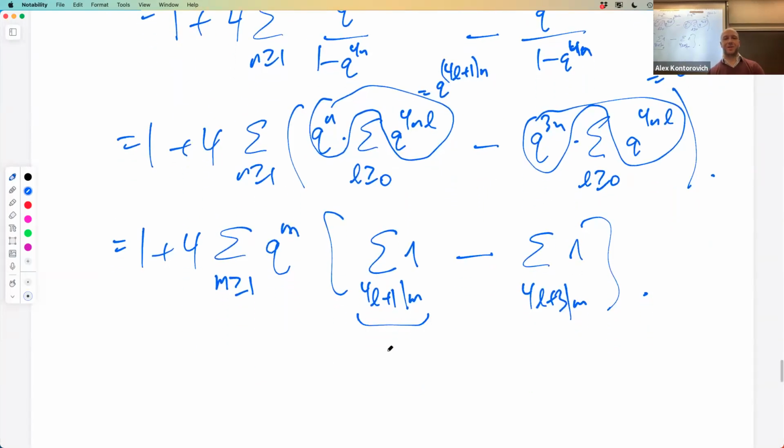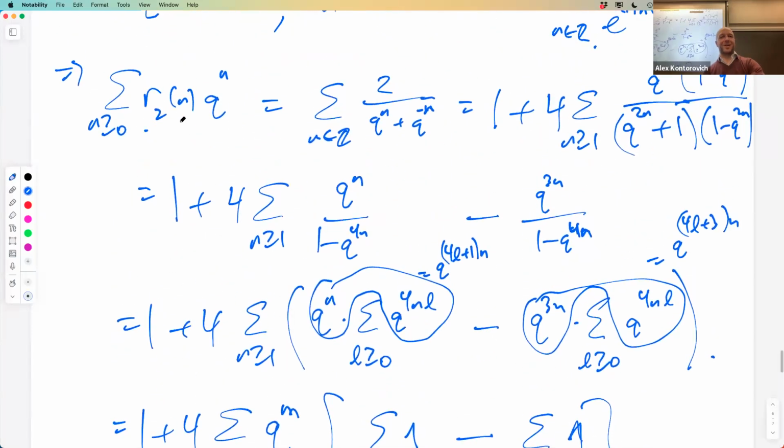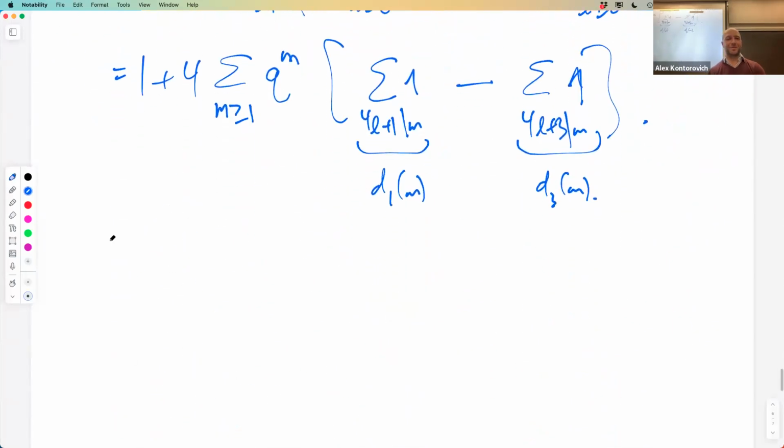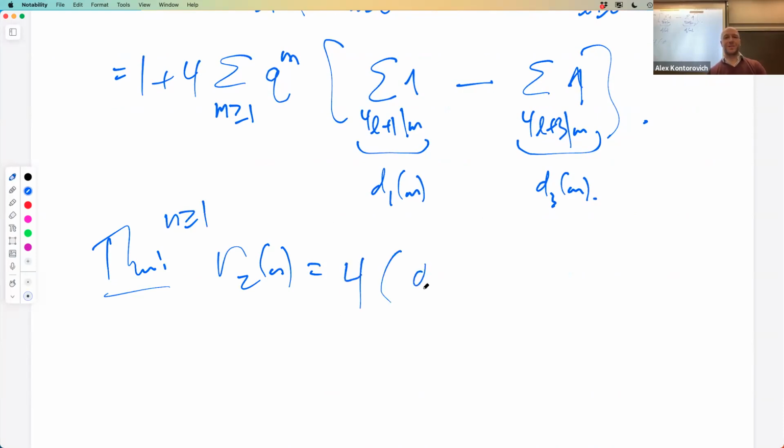These functions have names. This is called d1 of m, the number of divisors of m that are 1 mod 4. And this is d3 of m, the number of divisors of m that are 3 mod 4. And we just proved a theorem. The number of representations: R2 of n, for n greater than 1, is equal to 4 times d1 of m minus d3 of m. m is n.